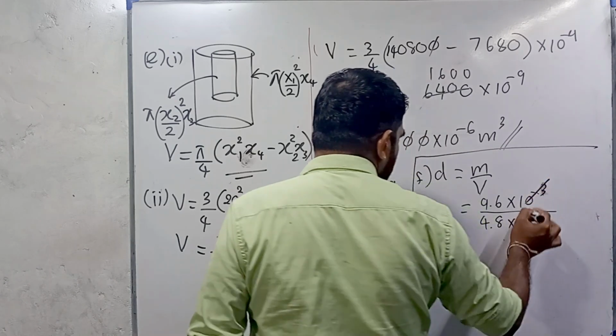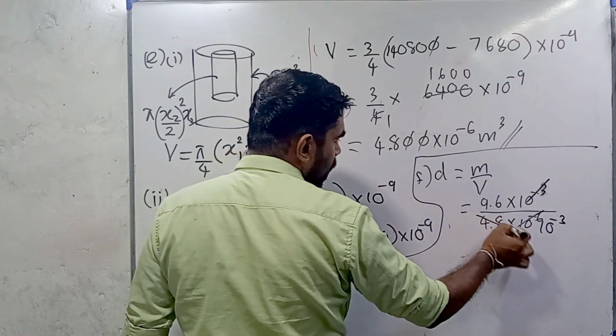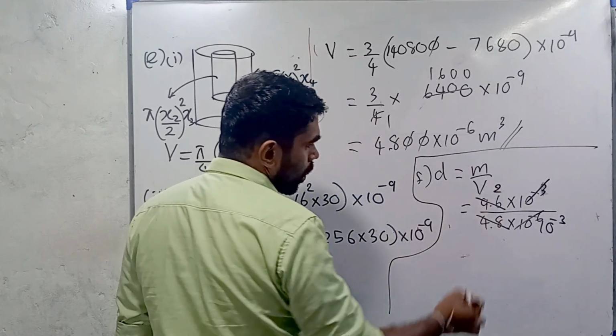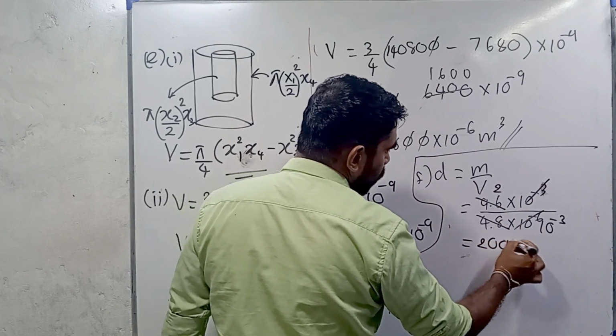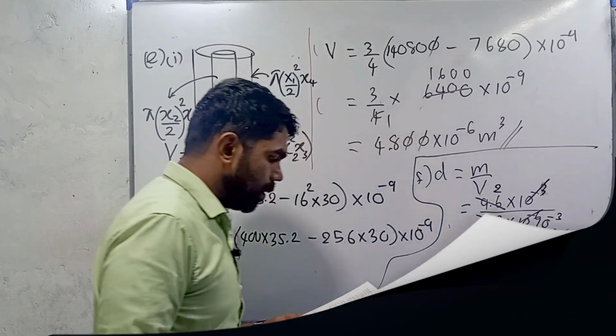We can cancel out 10 to the power values. 10 to the power minus 3. This one is 2 times of this one. Then we can get 2000 kilogram per cubic meter is the density.